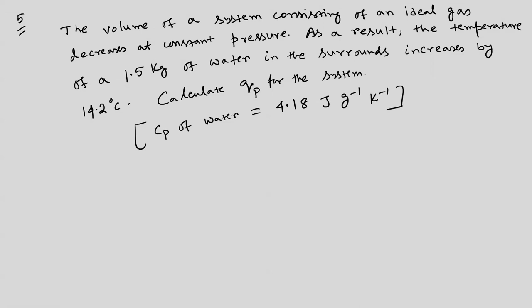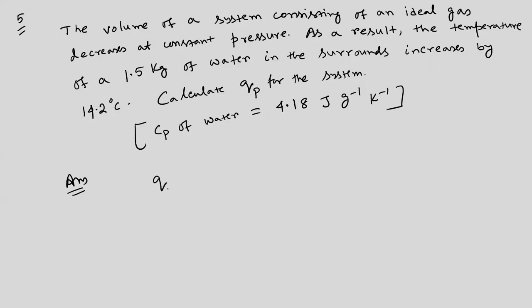Okay, so this is a very interesting problem. It says the volume of a system consisting of an ideal gas decreases at constant pressure. As a result, the temperature of 1.5 kg of water in the surroundings increases by 14.2 degrees Celsius. And we need to calculate the heat change for the system, and Cp of water is given. Okay, how do you solve this problem?